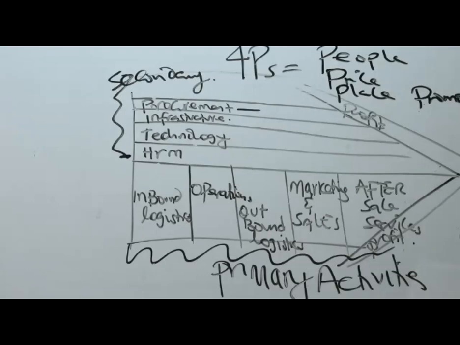So first of all, I'll start with the BCG matrix. I can see 5 charts.